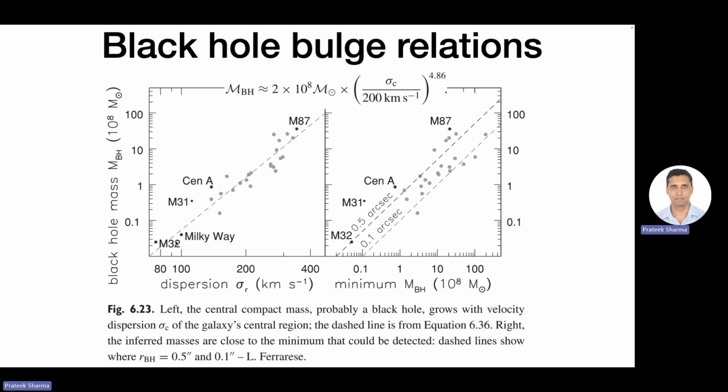These are M30, Milky Way, M32, M87. Milky Way and M87 black hole masses are absolutely beautifully observed, with the Event Horizon Telescope and the Nobel Prize winning work for Sagittarius A star. These are basically known. And you see the tight relation between the black hole mass and the radial velocity dispersion. It falls beautifully.